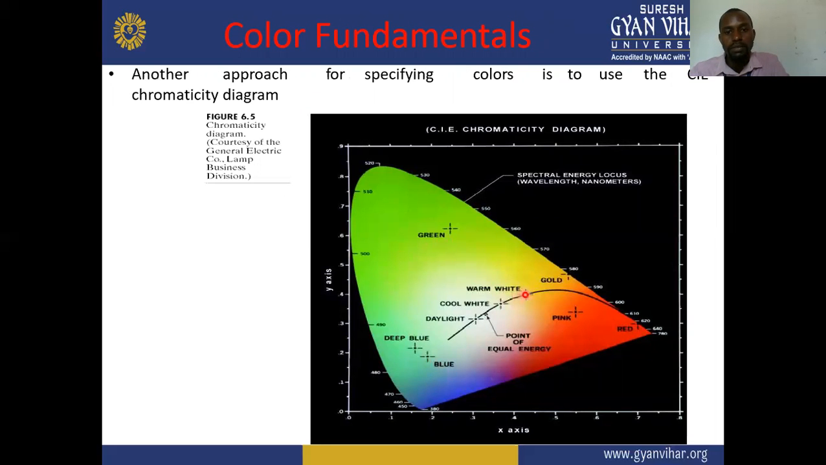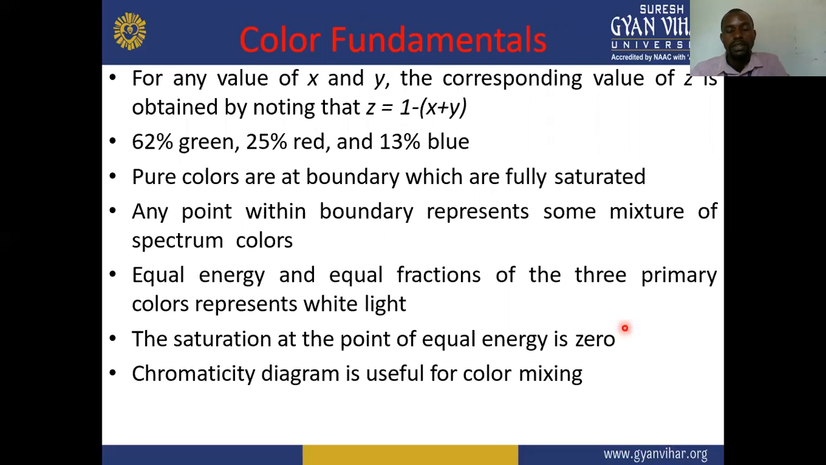Next, we've looked at the color fundamentals, and the diagram has the purest colors along the edges. At this point you have pure green, at this point you have pure blue, and at this point you have purest red. So this is a summary of what we have covered so far. And the saturation at the point where there is equal energy, normally it's equal.